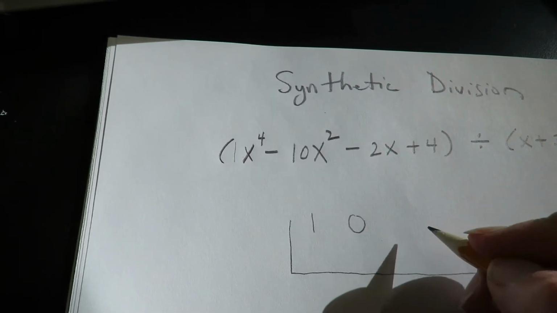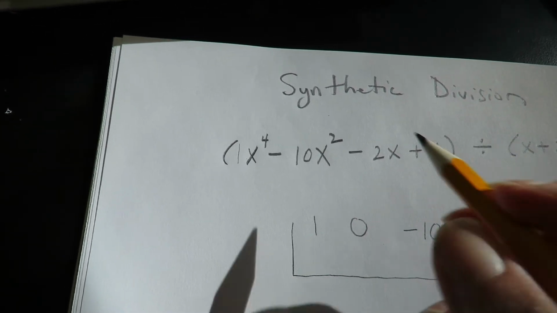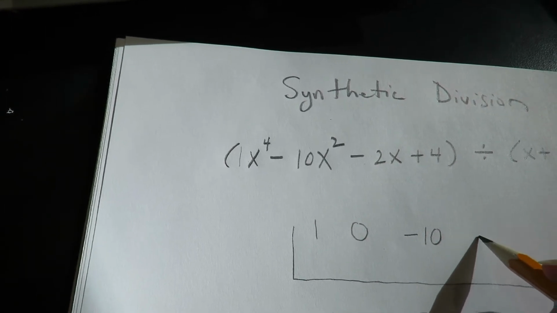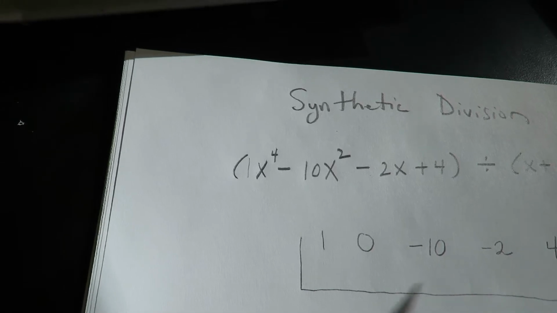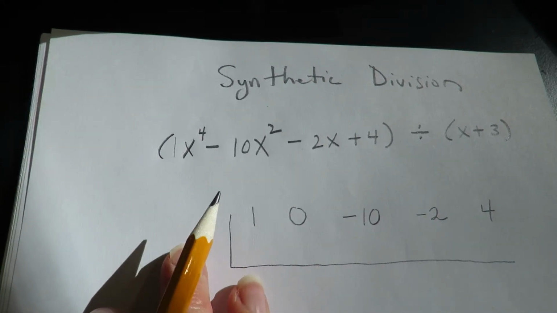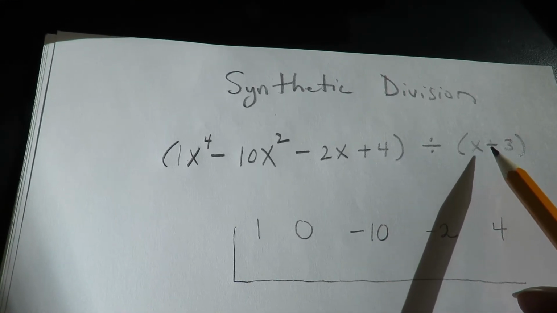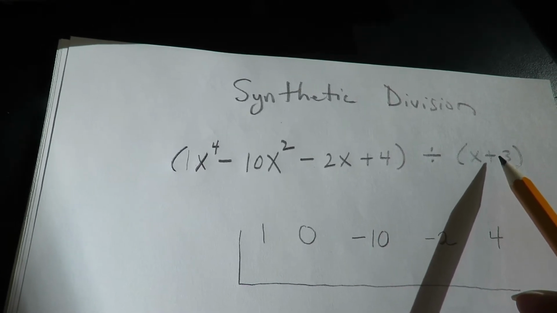Okay, x squared has a negative 10. I'm just putting in the coefficients. This has a negative 2, and this has a 4. So that's the setup, like in the house, so to speak. Now this is going to look a little confusing, but this is how you do the divisor part.